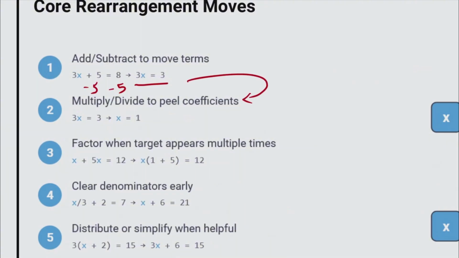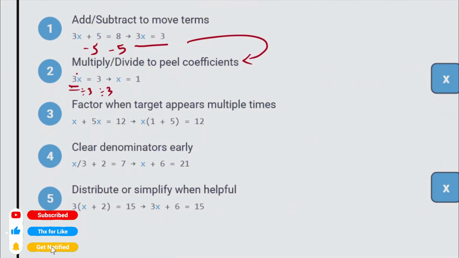The next step is multiply or divide to peel off the coefficients. It means that at this point the answer is x, so I'm not looking for 3x. Somehow I have to get rid of it, right? How can I do that? By the inverse operation. Since at this point I do have 3 multiplied by x, I can just do the division. Divide by 3, and after that I do have x equals 1.